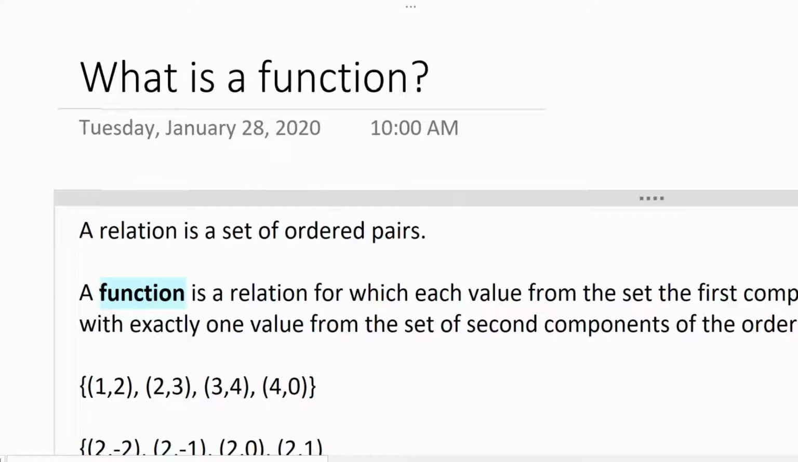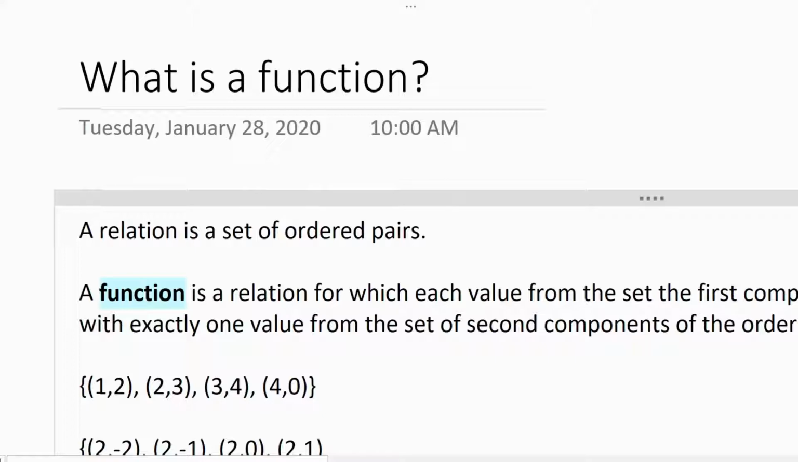Today I'm going to be explaining what is a function and the difference between that and a relation. So a relation is a set of ordered pairs, so it might be any sort of set of coordinates. It might be (2, -2), (2, 3), (2, -1), (3, 4), whatever. Any random numbers. It's a set of ordered pairs. They're all those coordinates. And that's a relation.